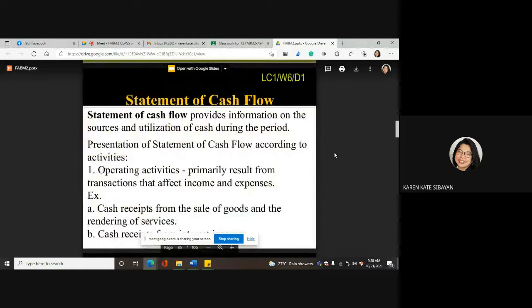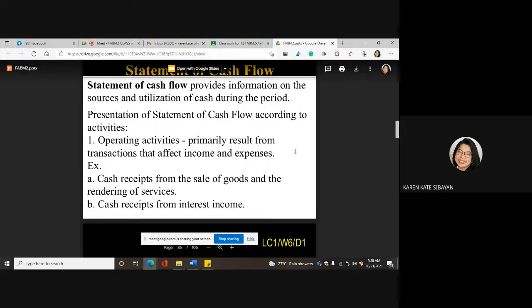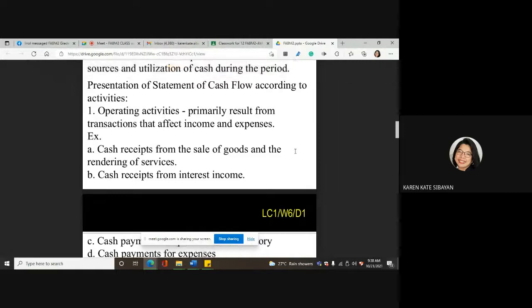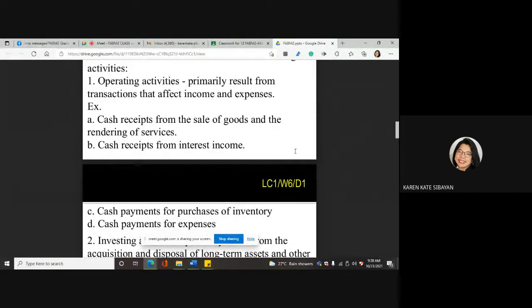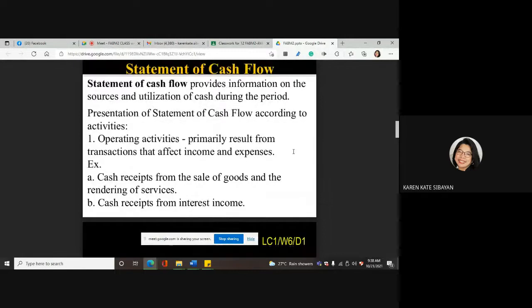So the statement of cash flow provides information on the sources and utilization of cash during the period. Presentation of statement of cash flow according to activities. We have number 1, operating activities. Naalala niyo yung nakalagay dun sa isang activity kung anong type of activity. It can be operating activities, cash receipt from the goods. Example dito is yung cash receipt from the sale of goods and the rendering services. Cash receipt from the interest income. Cash payments for purchases of inventory, and of course, cash payments for expenses.